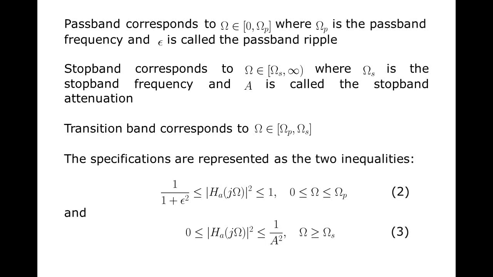The specifications are represented as two inequalities. 1 upon 1 plus epsilon square is less than or equal to the magnitude of H of j ohm square, which is less than or equal to 1, and ohm is between 0 and ohm p. It is a passband specification. And in the stop band, 0 is less than or equal to the absolute value of H of j ohm square, which is less than or equal to 1 upon A square, and ohm is greater than or equal to ohm s. This is the stop band specification.